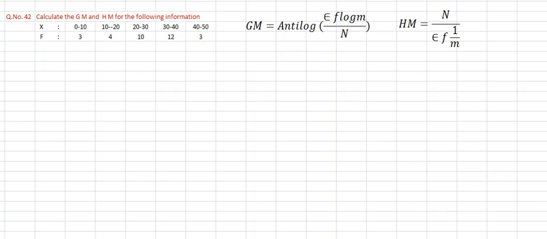Hello, welcome back to continuous series solutions, that is the geometric mean and harmonic mean case. Continuous series are group data questions.